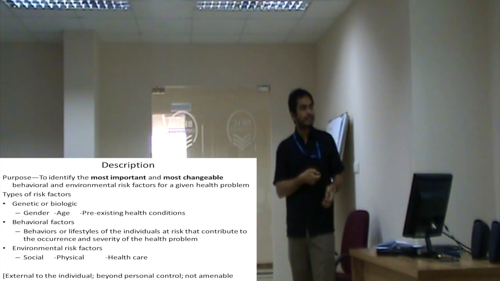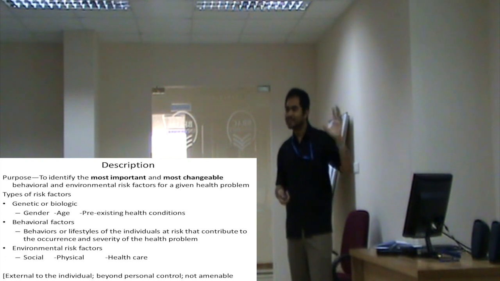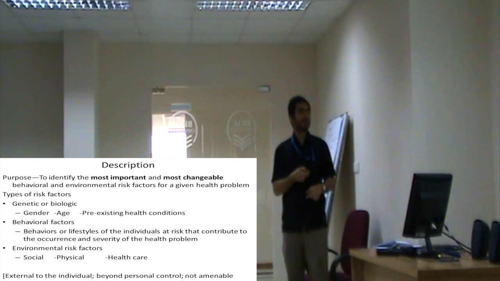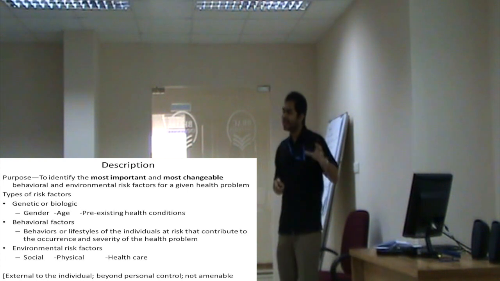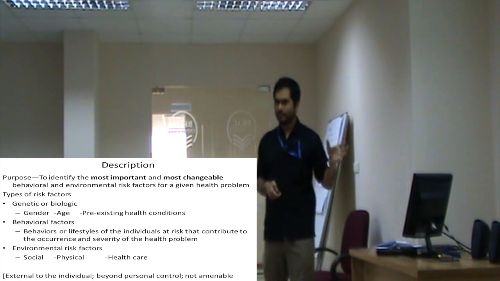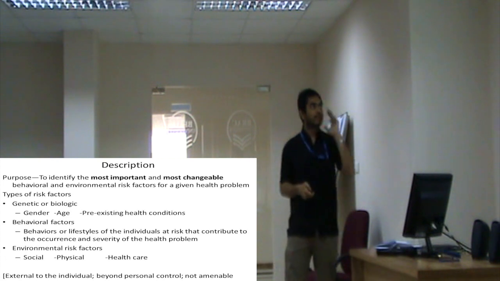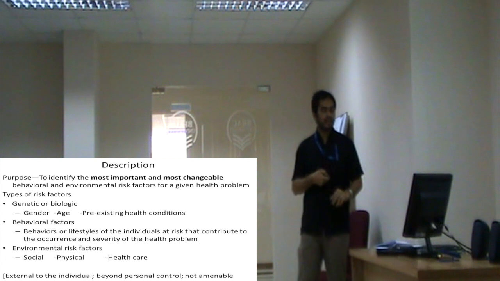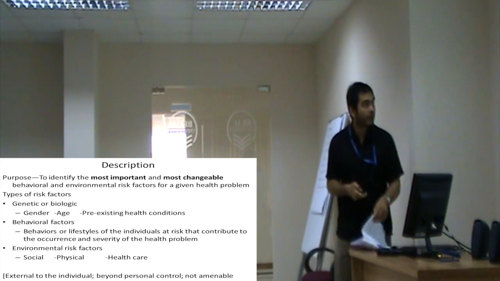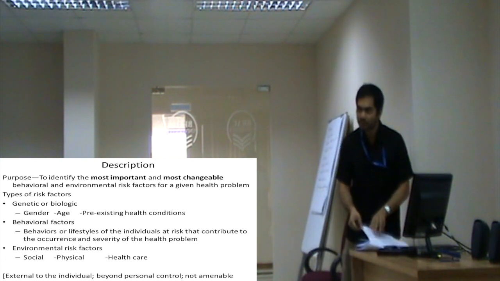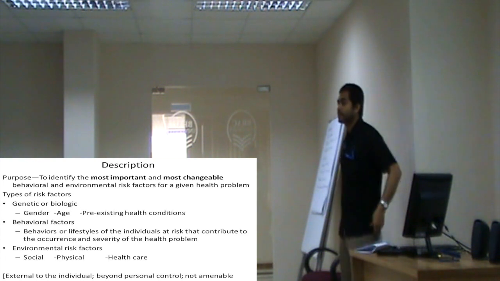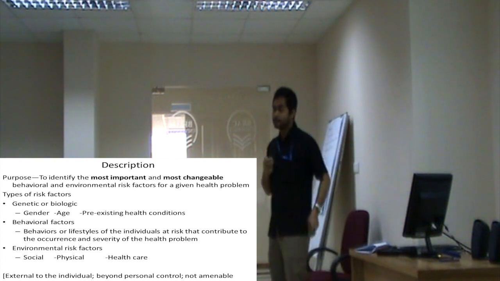So this is external to the environment, beyond personal control, and not amenable to education. These are the environmental risk factors. Environmental risk factors are usually social, physical, or healthcare related, in most of the cases. So you try to understand the most important and most changeable behavioral and environmental risk factors for your intervention. So what would be the methods? What are the methods to identify those risk factors?